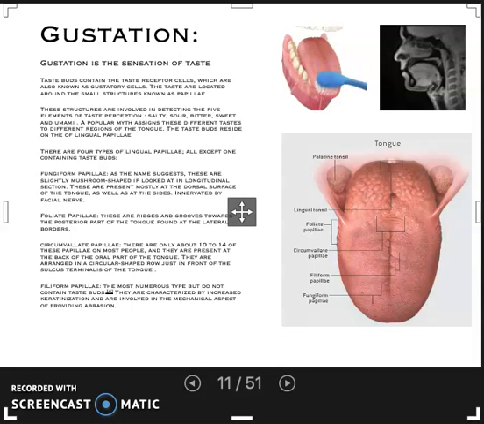And the foliate papillae, these are hidden. These are ridges and grooves towards the back part of the tongue. And then the circumvallate papillae are kind of notable. You can see them. They are circular, and they have little rings around them. And there's only a few of them back there, just before the pharyngeal part of the tongue. And then last but not least, the most common of the papillae are the filiform, and these are the ones that don't really have any taste buds.